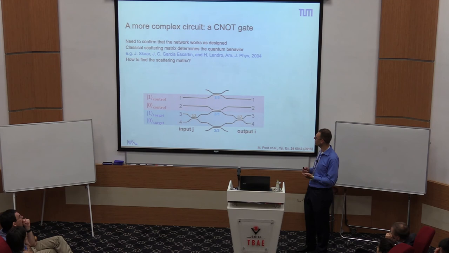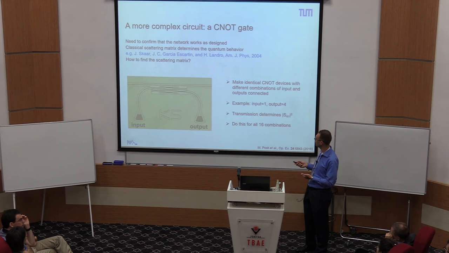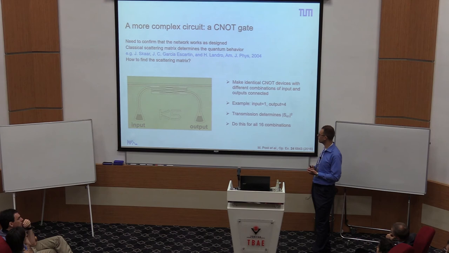Well, for that, we have, again, many different photonic devices where we make identical CNOT gates. But now we connect different inputs and different outputs to each other and measure the transmission here. So here, this input is connected to input number one. The output is connected to number four here. So we measure this element of the transmission of the scattering matrix. And we can do that for 16 different combinations. And then the measurement looks something like this.